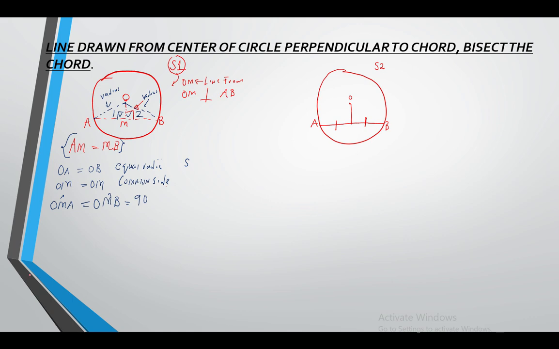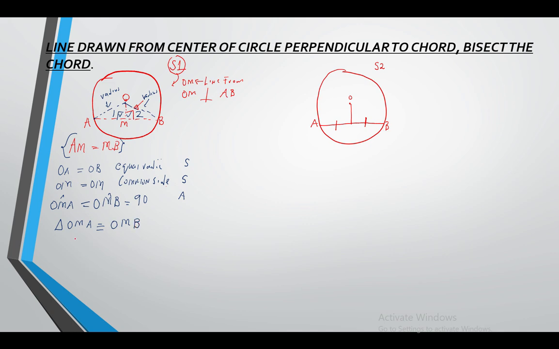Now, in this case, I have corresponding sides that are equal. Even here, I have corresponding sides that are equal. Here, I have corresponding angles that are equal. Now, I say, therefore, the triangle OMA is congruent to the triangle OMB.